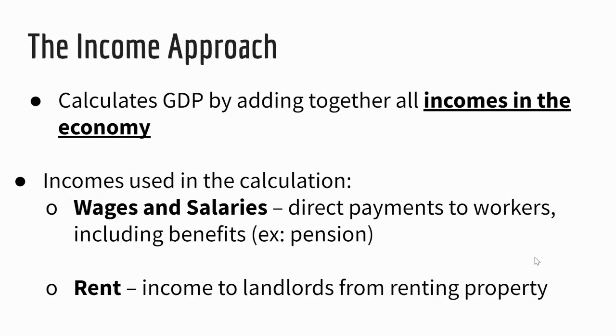Because again, we only get income from the items being sold, right? Every income comes from people then spending money. Okay, so what's included in the income approach? First, we take all the wages and salaries. This is direct payments to workers, including any benefits they've been given.